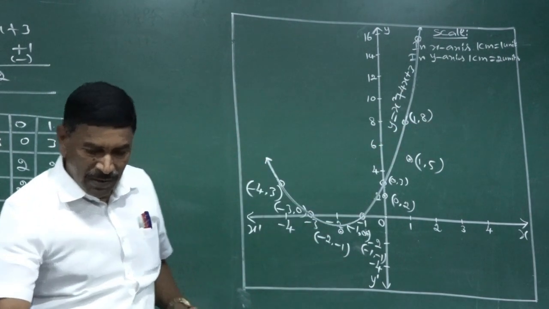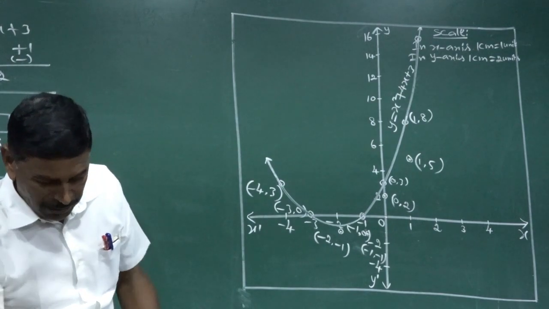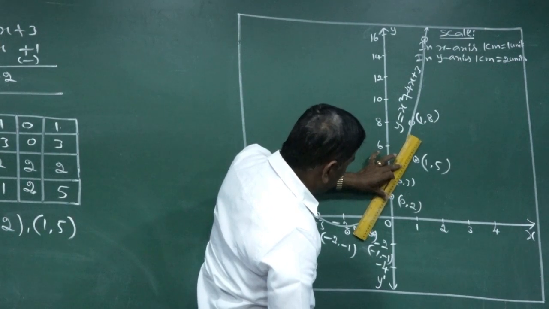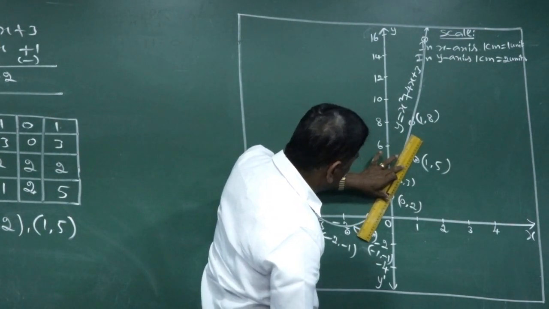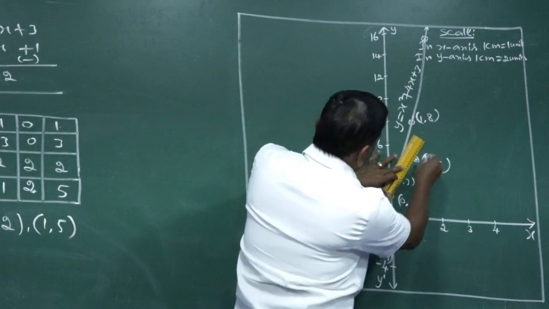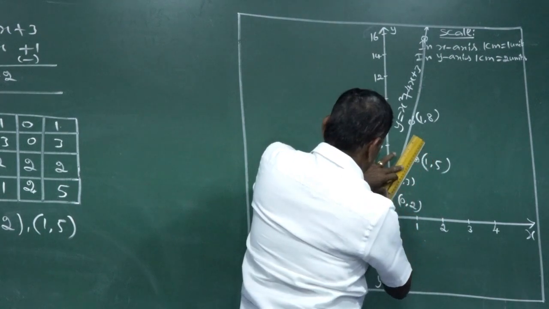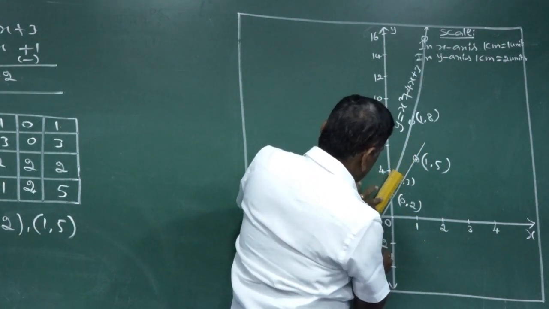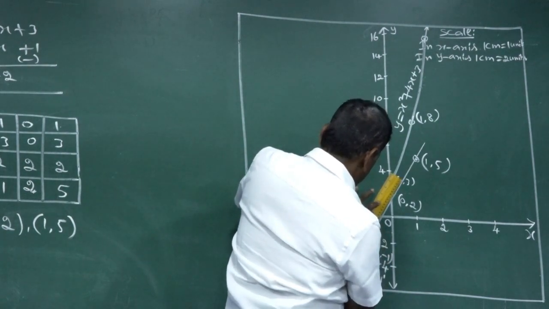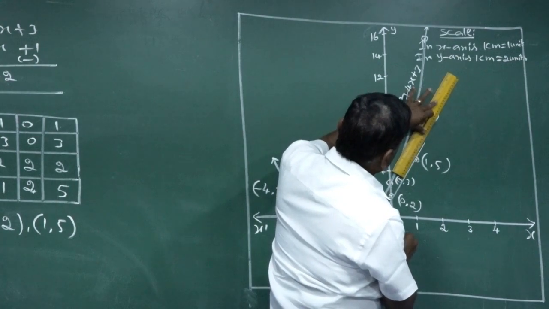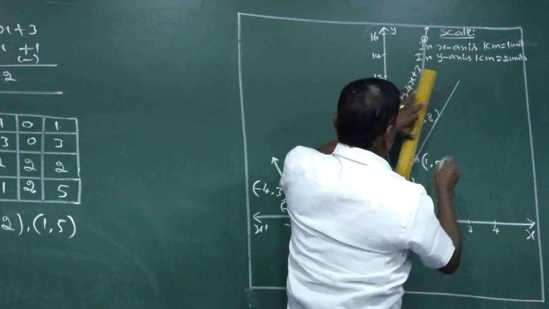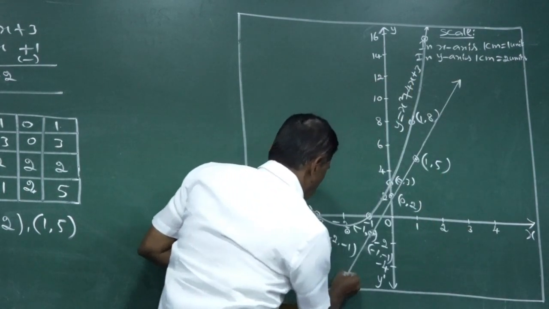Join these points. Using a long scale, we want to join. Because I have no long scale here, approximately I want to join these 3 points. Extend both downwards and also upwards. Yes, upwards arrow, downwards arrow.